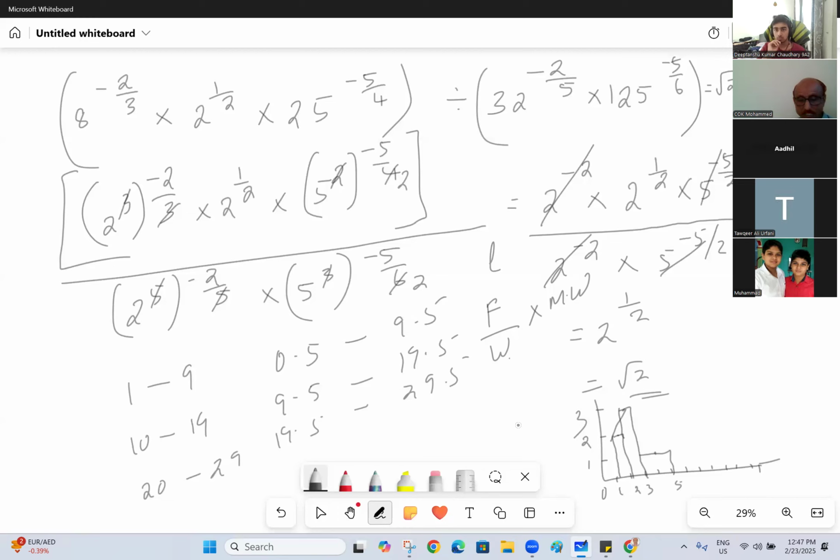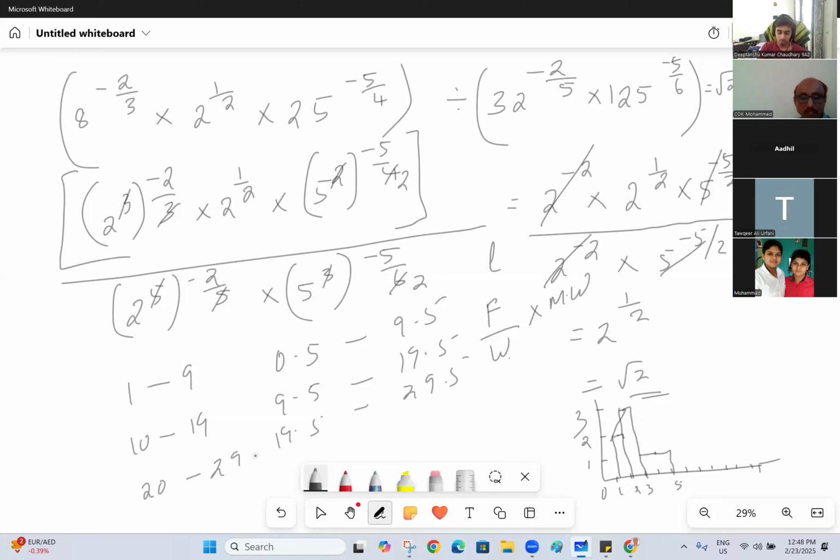So class mark you only find for a frequency polygon. Sir, how will you make it continuous? As I showed you now, this is 1 to 9, 10 to 19, 20 to 29. They are not continuous. What is the difference? 1. 1 by 2 is 0.5. Subtract 0.5 to get 0.5, 9.5: 10 minus 0.5 is 9.5, then 19.5, 29.5. Okay, sir.